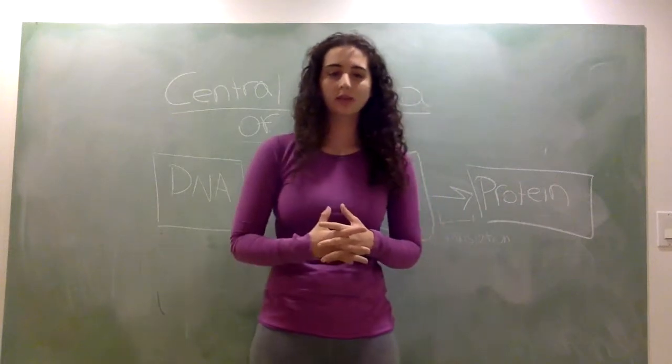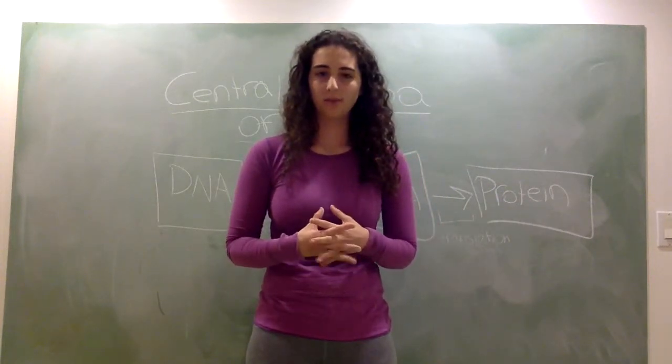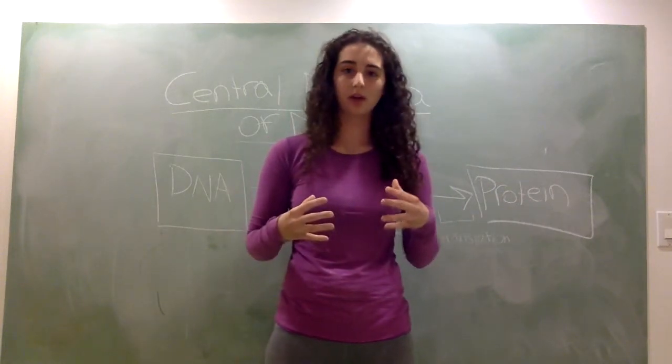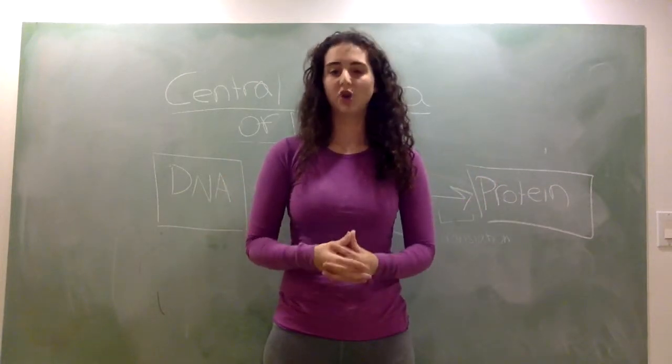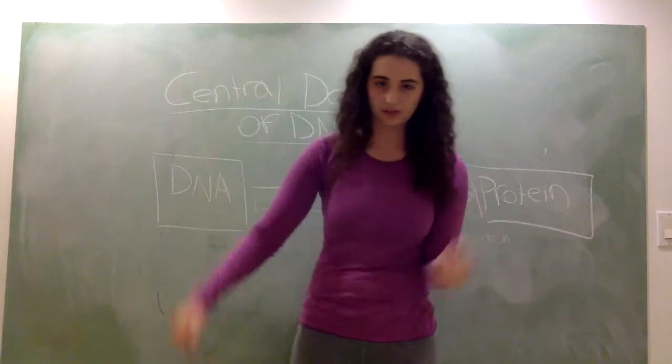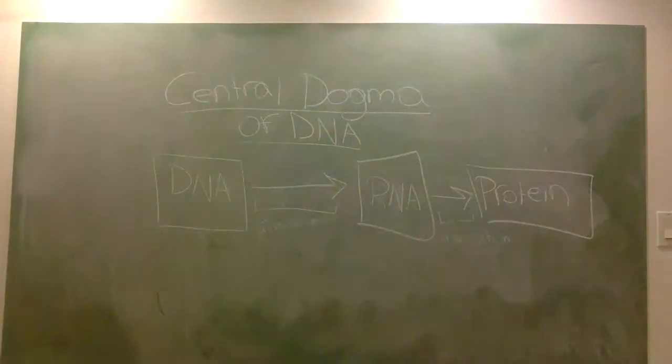So this process, transcription and translation, being the gap between DNA and proteins, is considered to be the central dogma of DNA. And as you can see behind me, it all comes together. So your DNA goes to RNA, and RNA goes to protein. So the process of DNA to RNA is transcription, and RNA to protein is translation.